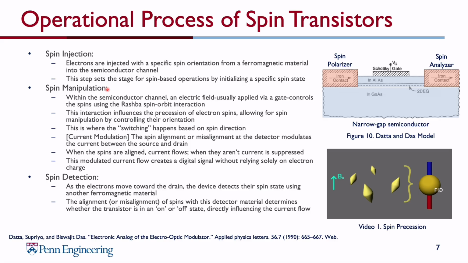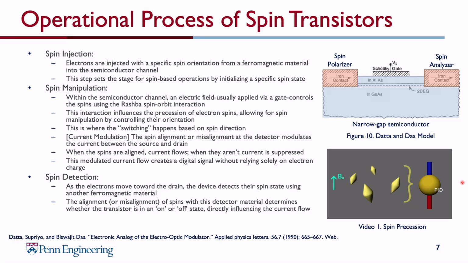Secondly, for spin manipulation. In the channel, which is typically made of a narrow bandgap semiconductor, spin precession occurs due to spin orbit coupling. The Rashba effect, a type of spin orbit interaction, is induced by an electric field at the heterojunction interface, which splits the energy of electrons based on spin orientation.